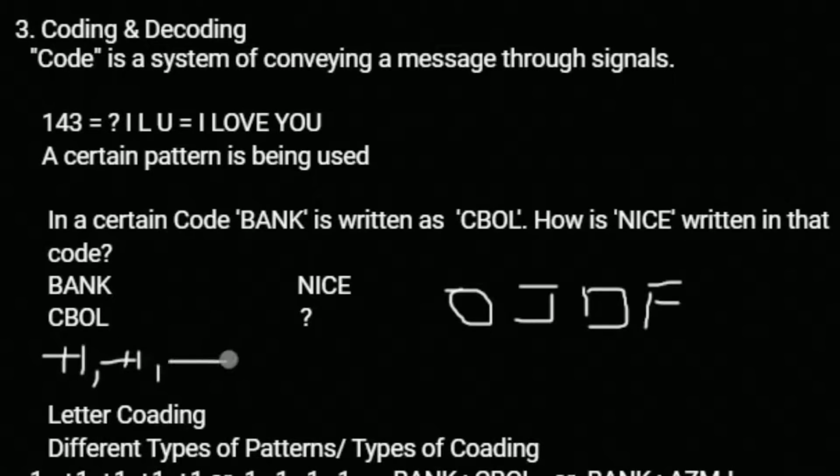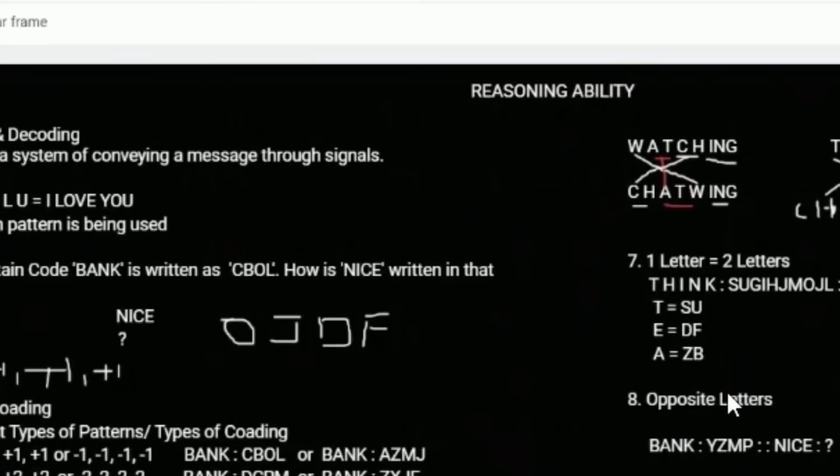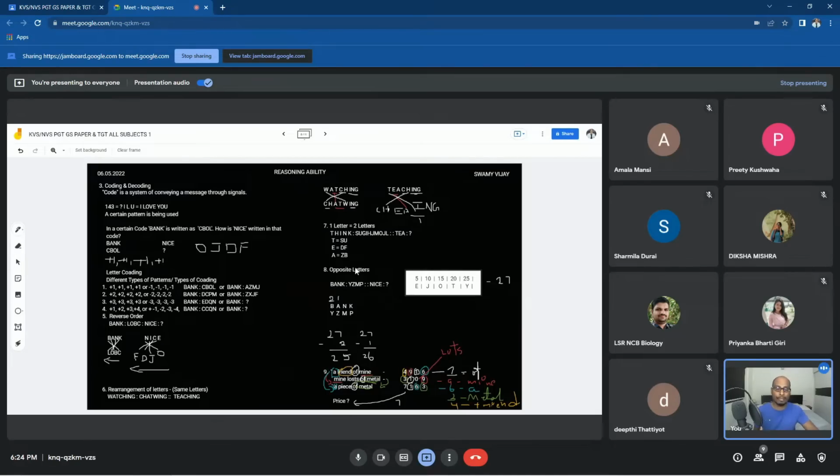Is it correct? Yes, sir. I need an answer in chorus, because you have to participate in the discussion, whether the +1 pattern is being used or not. Priyanka, Sharmila, Deepti? Yes, sir.